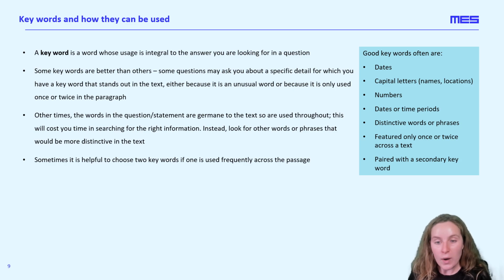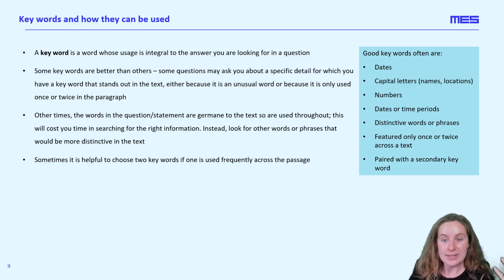There will be some words that stand out as good keywords, like dates, because the numbers themselves stand out visually to a reader as they look over a passage. Capital letters also stand out, so names or locations. Numbers, not just dates, but also occasionally numbers of millions of participants or numbers of years in business, do stand out to you again because they're written numerically rather than in words on a page.